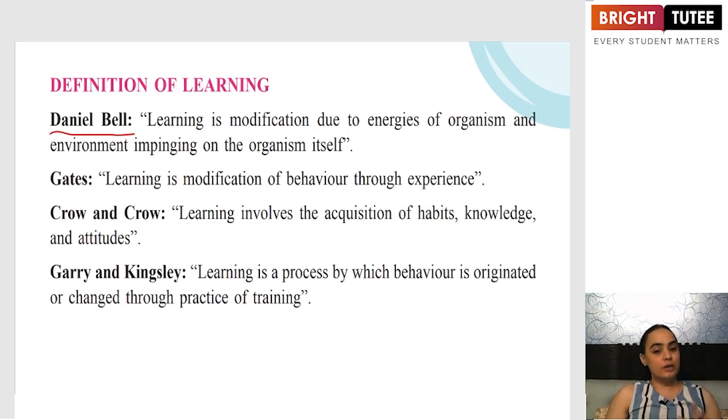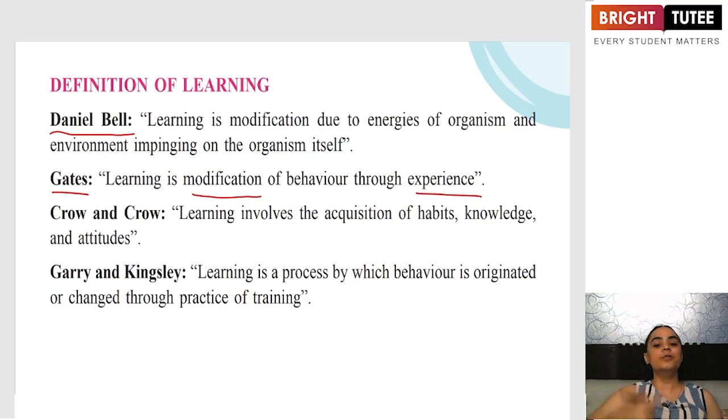So according to him, what is learning? Some modification, some change that will take place in your behavior due to the external energies or the external environment. The external factors are going to act on the person, and that will determine how much you have learned. According to Gates, learning again is modification, changing one's behavior through one's experiences.